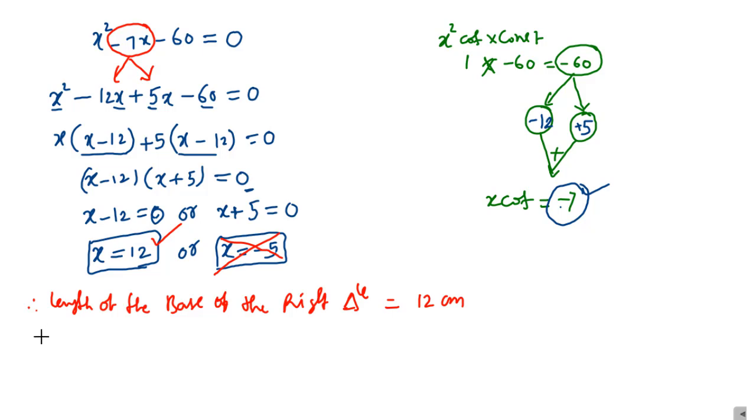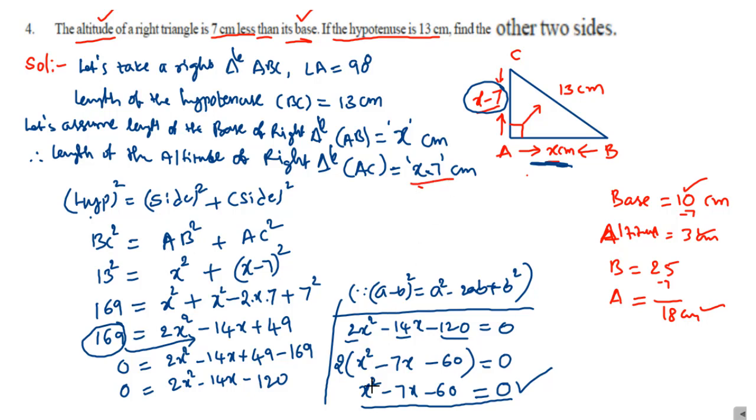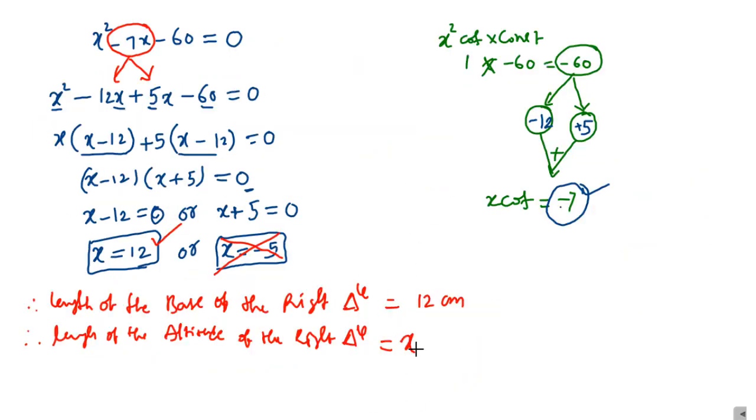Now we need to find the altitude also, the length of the altitude of the right triangle. So what is the length of the altitude that we get by our assumption? That is x minus 7. So here we can write x minus 7, and here how much we get x? It is 12. So by doing 12 minus 7, we get 5 centimeters as the length of the altitude. So 12 is the length of the base of the right triangle and 5 is the length of the altitude of the right triangle.